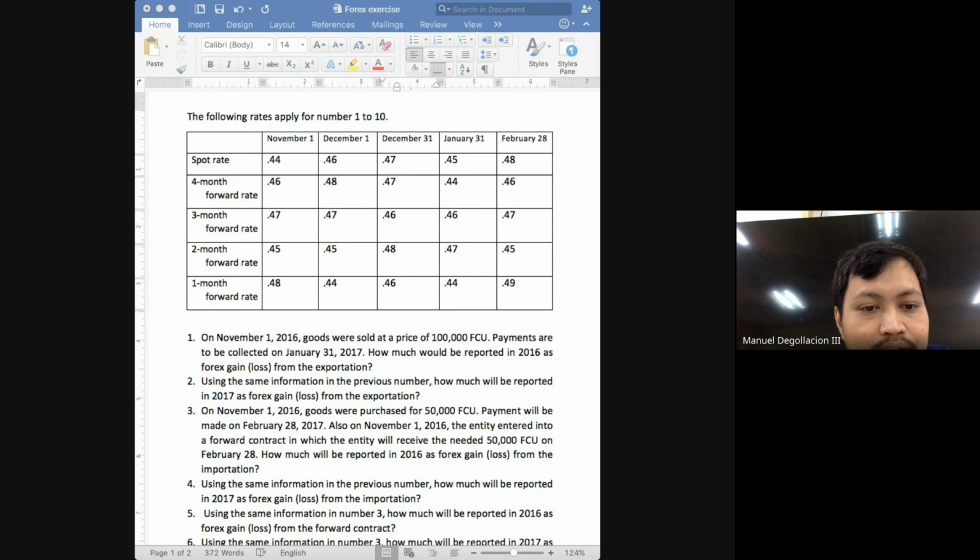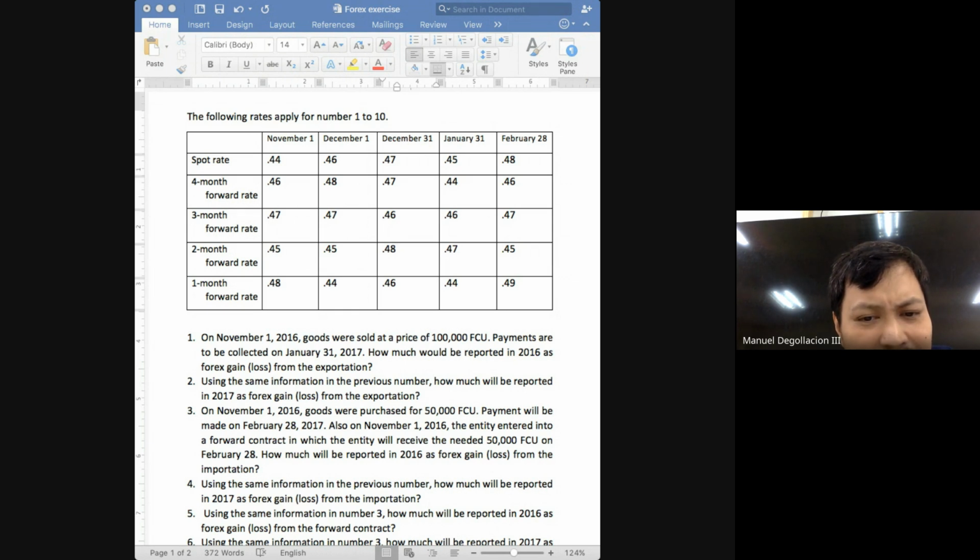Forex loss 2,000 and credit accounts receivable 2,000. Okay. Is that the answer? Okay, so our accounts receivable decreased by 2,000. So we will have a loss of 2,000.